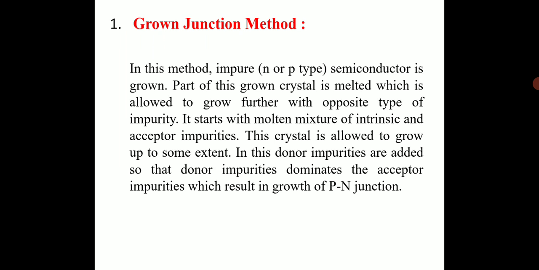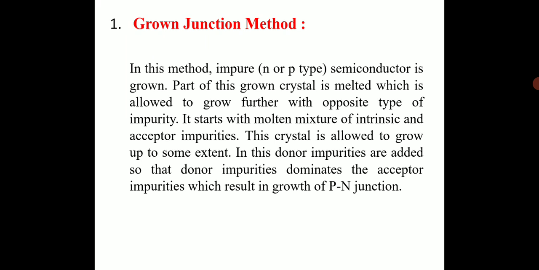The part of the grown crystal is melted, which allows it to grow further with the opposite type of impurity. It starts with a molten mixture of intrinsic, which means pure, and acceptor impurity, that is the p type, and this is the impure. Acceptor impurity means these are the p type. This crystal is allowed to grow up to an extent, and that crystal will grow.